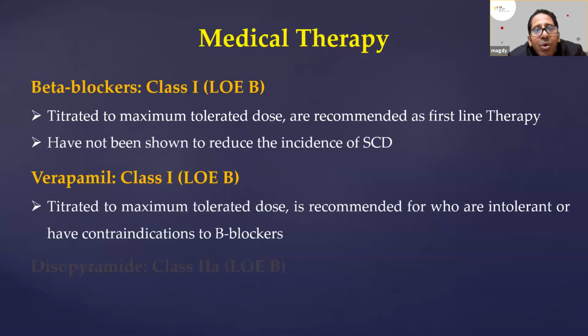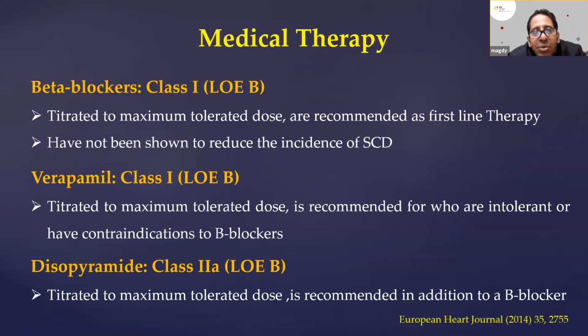If we talk about medical therapy, beta blockers are considered the cornerstone of treatment. They relieve symptoms, however, they have no impact on reduction of sudden death. They improve symptoms as well as exercise tolerance, so they are recommended as first-line treatment. Verapamil is considered class 1, level of evidence B, titrated to the maximum tolerated dose, and is recommended in patients who do not tolerate beta blockers or have contraindications to beta blockers.